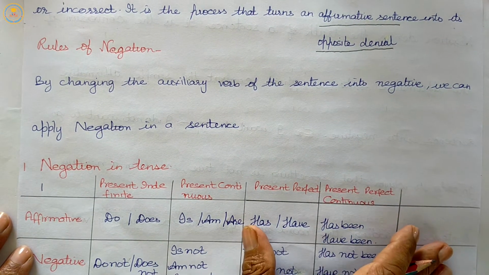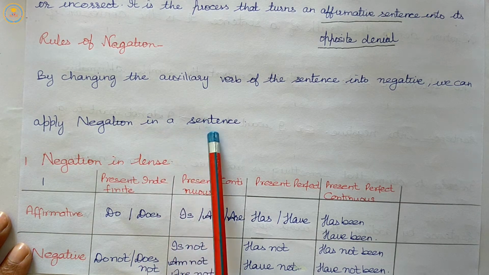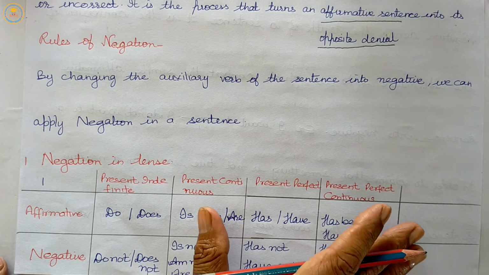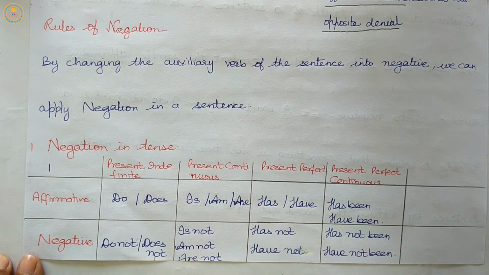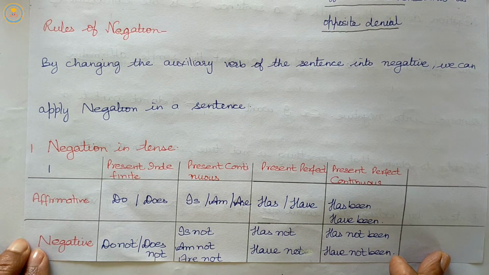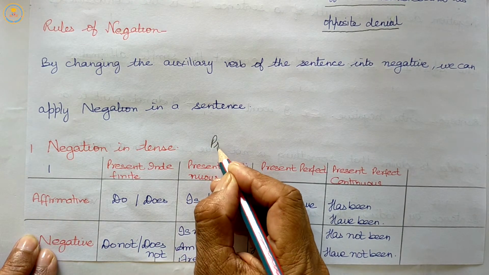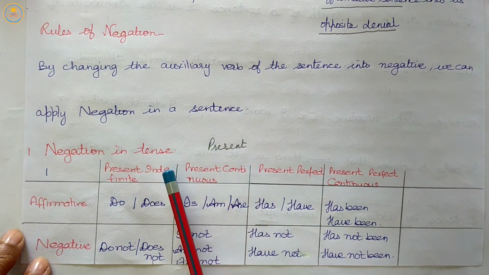Rules of negation. By changing the auxiliary verb of the sentence into negative, we can apply negation in the sentence, and this will depend upon tense. So, first and foremost rule is negation in tense. Here, in negation, you must know the rules and the formation of different tenses along with their kinds. So, first we will take simple present. Means we are talking about the negation in present tense.